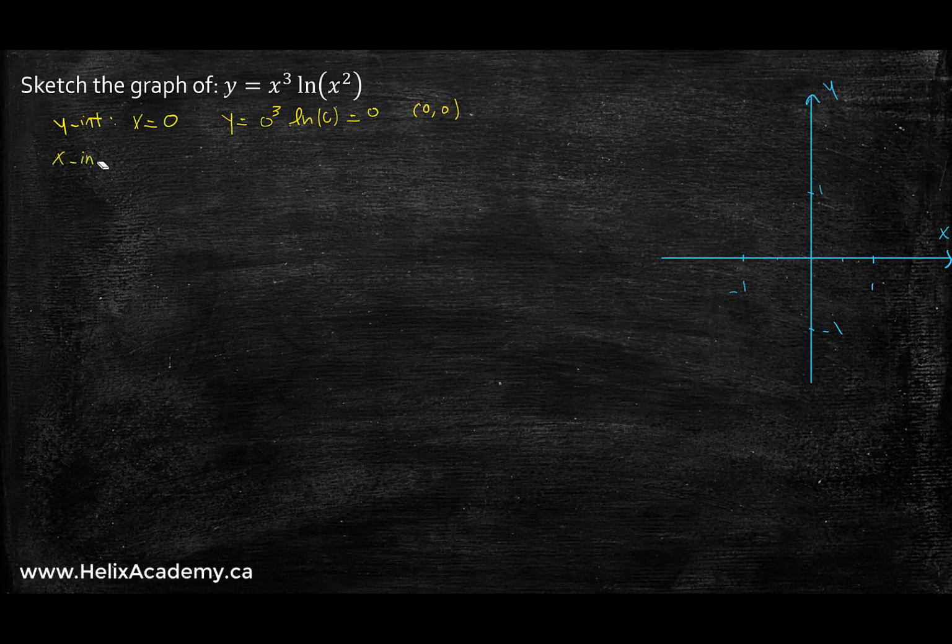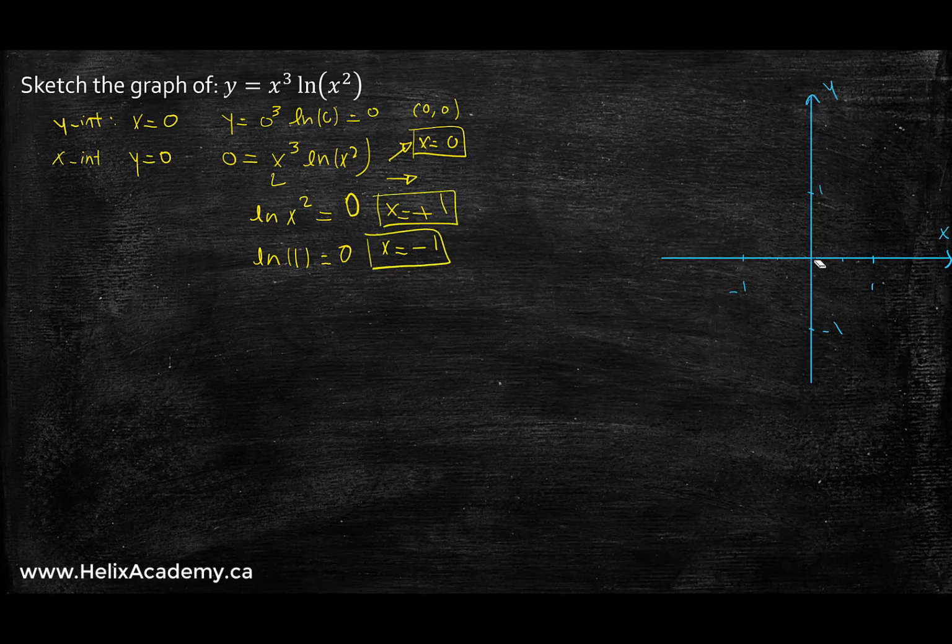And then for the x-intercept, we want to put y equal to 0. So then we have 0 equals x cubed ln of x squared. So this could have a few possibilities. Now x is definitely going to be 0 for one. And then ln of x squared has to equal 0. So ln of 1 is always equal to 0. Therefore, x could be either plus 1 or minus 1. So we have 3 points of intersection: one over here at the origin, one at (1, 0), and one at (-1, 0). Okay, that's the first step.